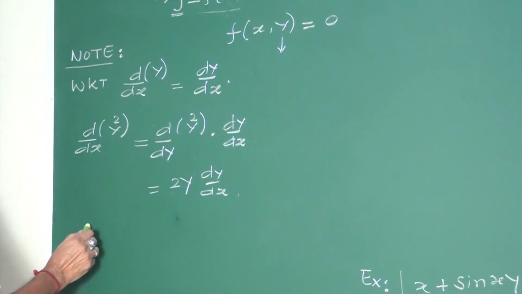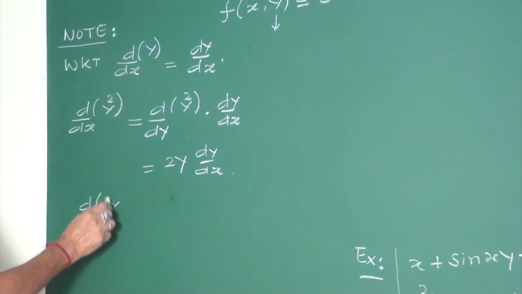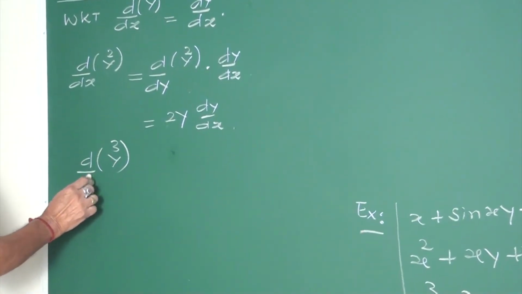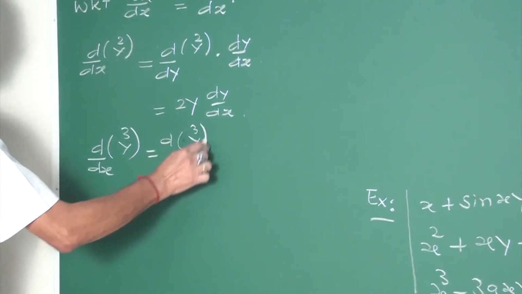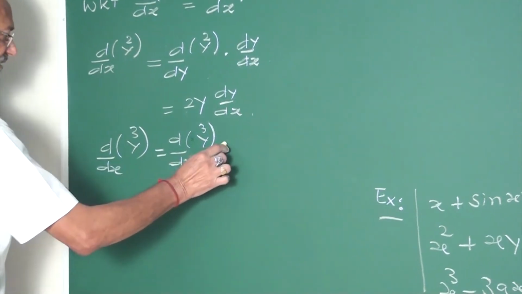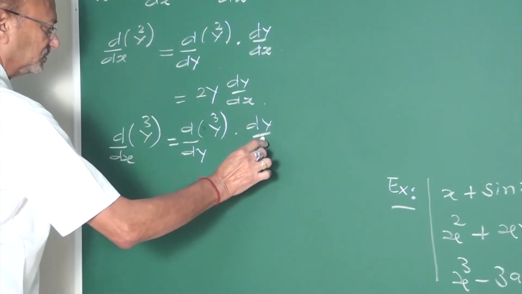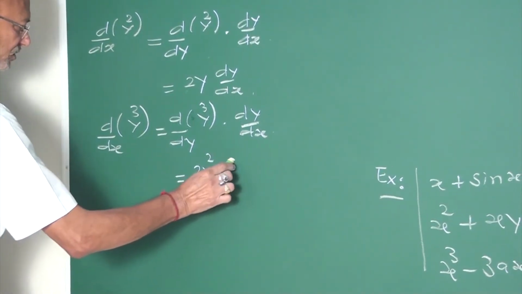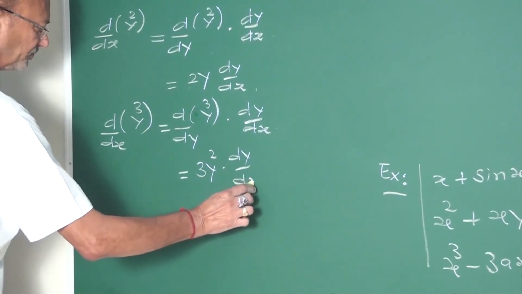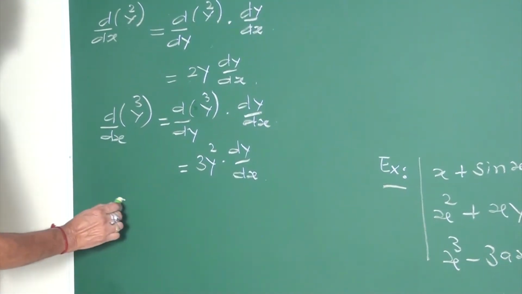Now you can write a series of examples. y cube with respect to x. I told you, first differentiate y cube with respect to y, then y with respect to x. What is this? This is 3y square into dy by dx.